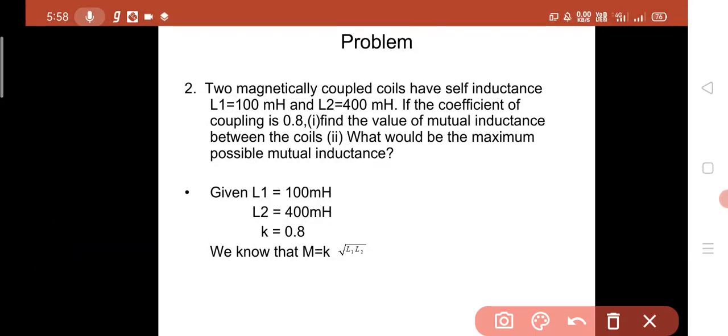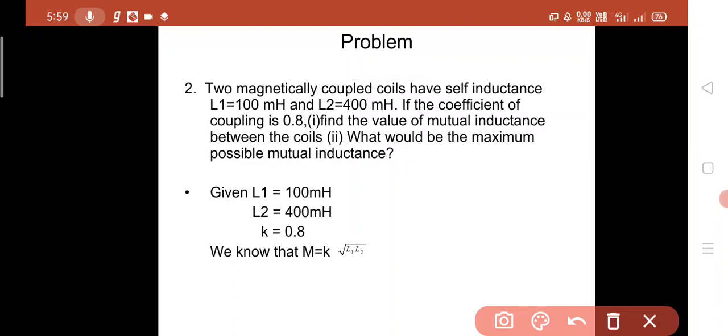Next, second problem, write down. Two magnetically coupled coils have self-inductance L1 equal to 100 mH and L2 equal to 400 mH. If the coefficient of coupling is 0.8, first, find the value of mutual inductance between the coils. Second, what would be the maximum possible mutual inductance?